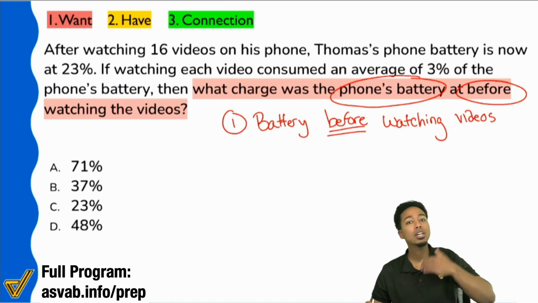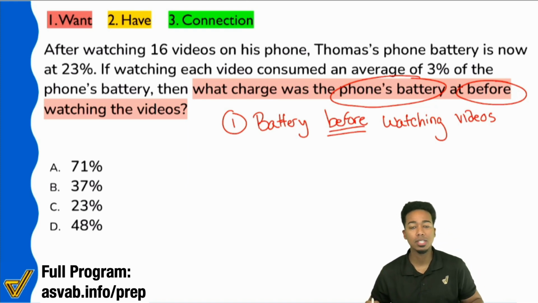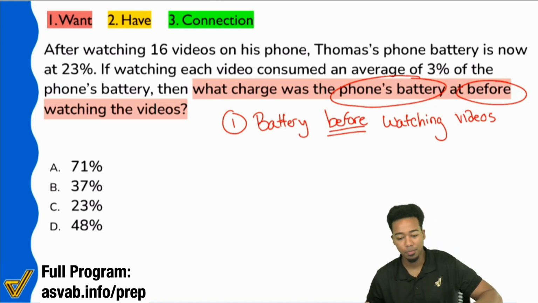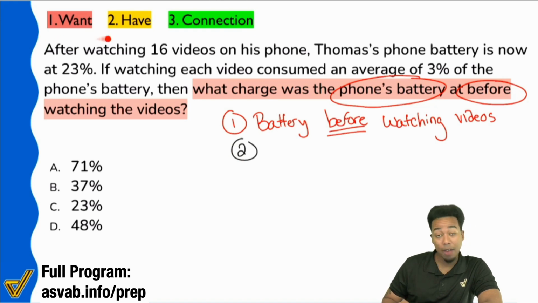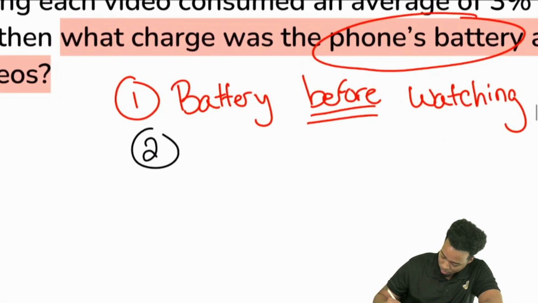Now, step two, let's take a look at the given information and let's see what we can do with it. So, step two, let's write down the info. Let's see what we got. And it says here, hey, 16 videos on his phone. Okay, so after we watched 16 videos, let me write that down. Watched 16 videos.